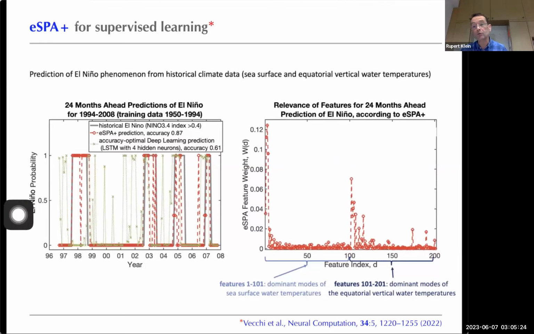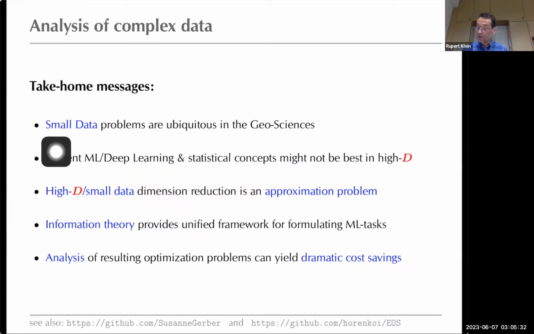Okay, take home message here: small data problems are ubiquitous in geosciences. The current deep learning and statistical concepts might not be the best in high dimension, small data. Dimension reduction is actually an approximation problem and not a statistical problem. I haven't talked much about it, but it's important to understand that. Information theory is a unique universal tool to phrase these approximation problems in a global fashion, putting everything in one box together as one optimization problem.